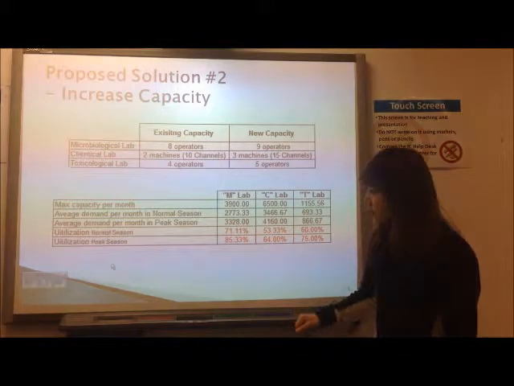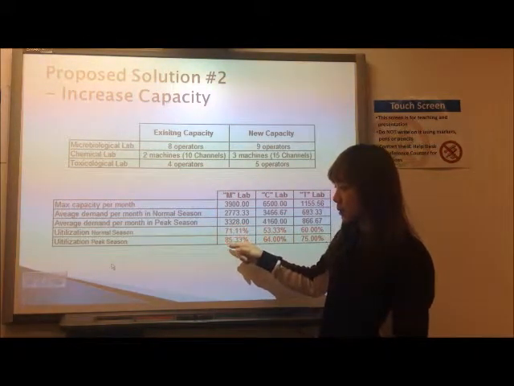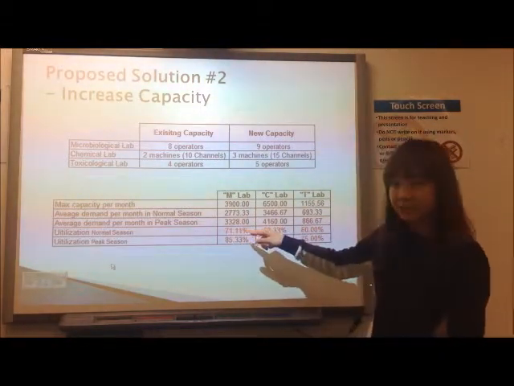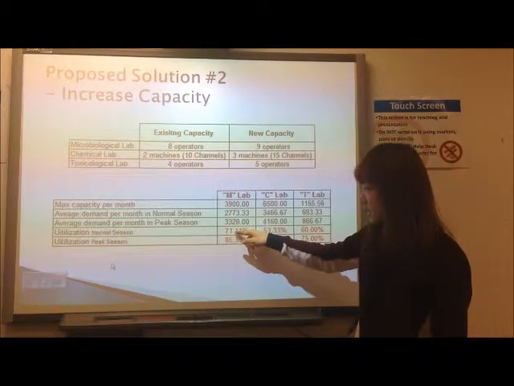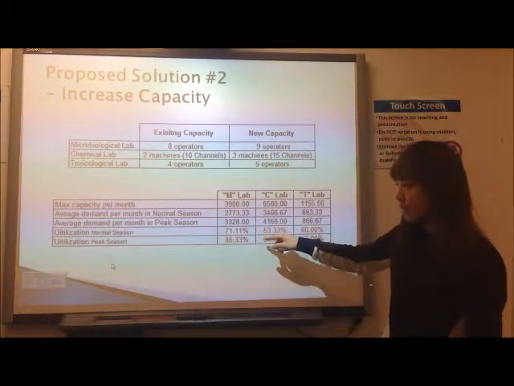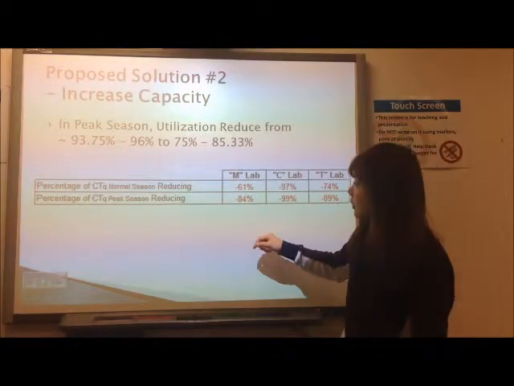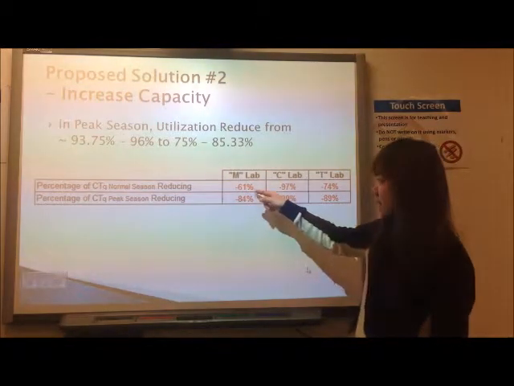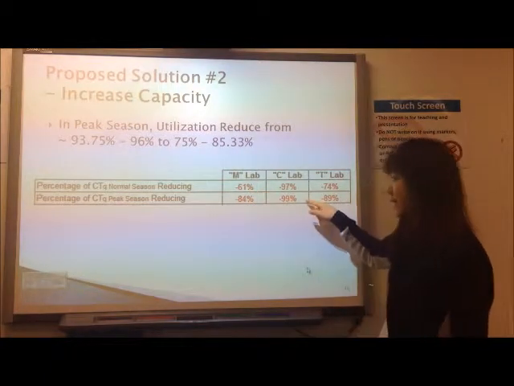And after increasing, the utilization of normal season and peak season reduced a lot. You can see that now the utilization of normal season is only around 71% and 53%. Even that of peak season reduced a lot. Here is the percentage of reduction. You can see it ranges from 61% to even 99%.